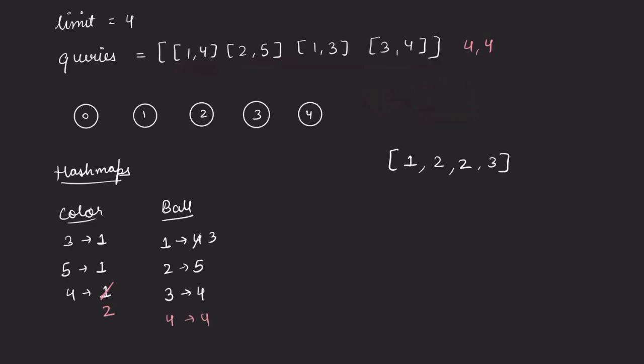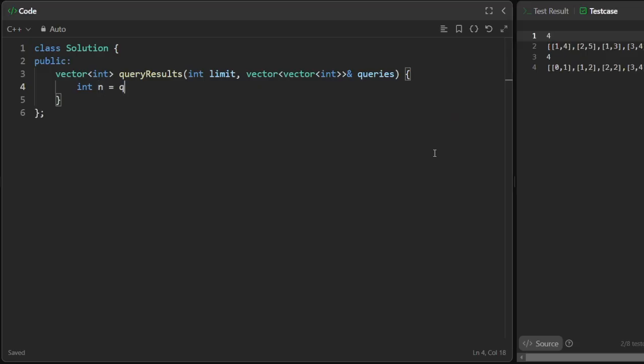Now let's quickly look at the code. So first of all, let's take the size of the queries vector and store it in n. Then we will create a vector result for our answer, which will be of size n, right? Now we want to create two hash maps, one for the colors and one for the balls, right? So we will create an unordered map over here, which will store integer comma integer. Let's name them ball map and color map.